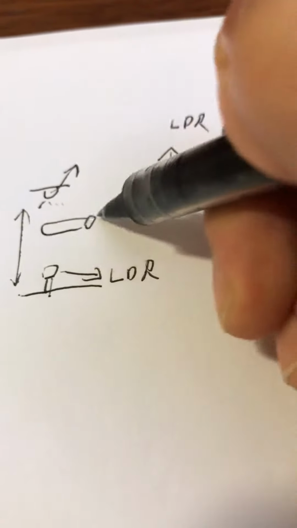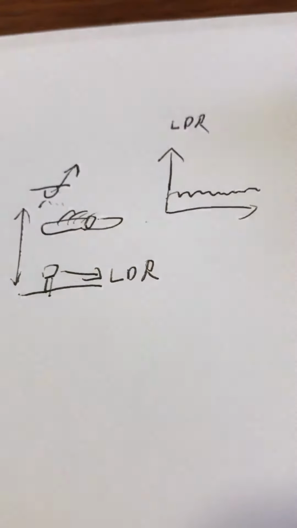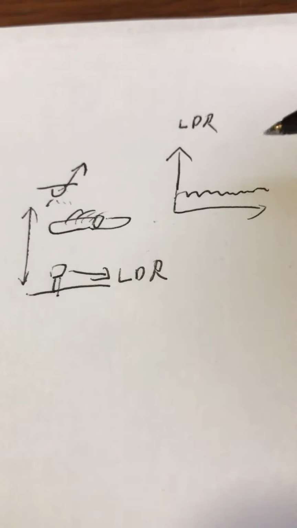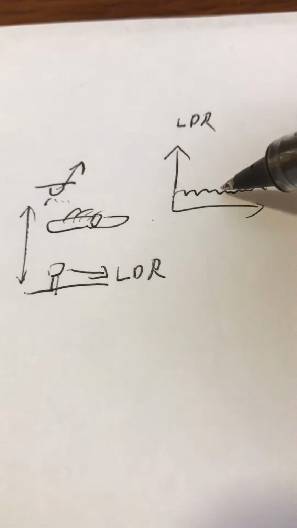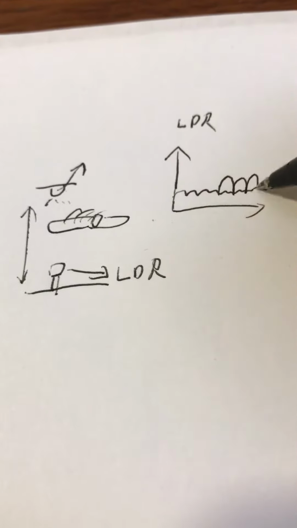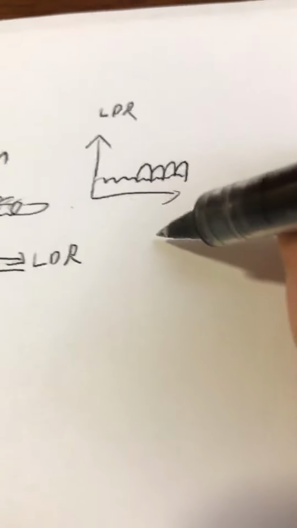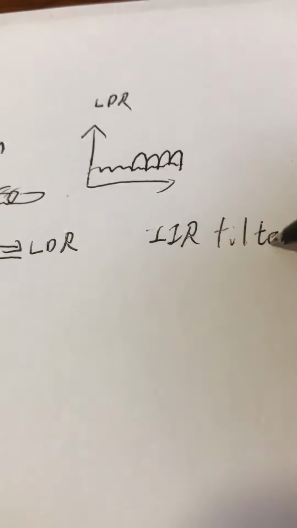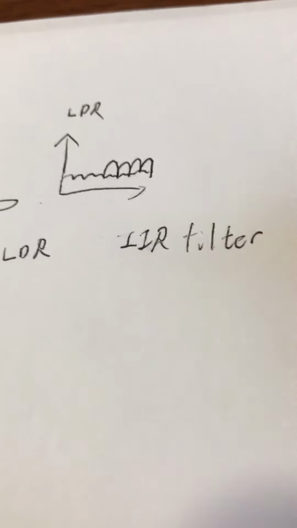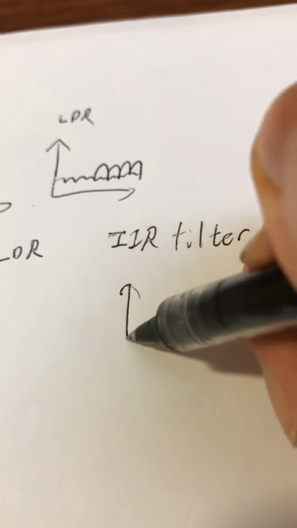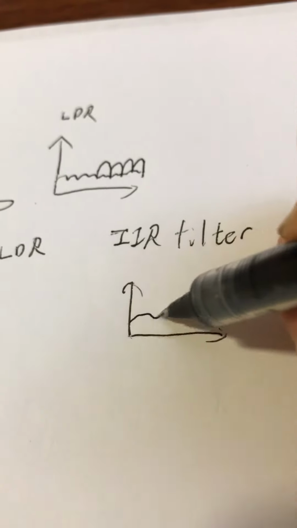Then we add a fan here to create noise. At that time, the value of the light-dependent resistor will be influenced by the noise. It will change. After that, we use an IIR filter to filter the noisy part. If our IIR filter works properly, the noisy part should become a smoother line.